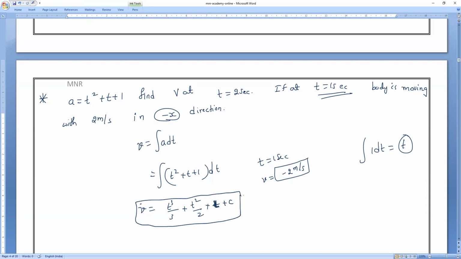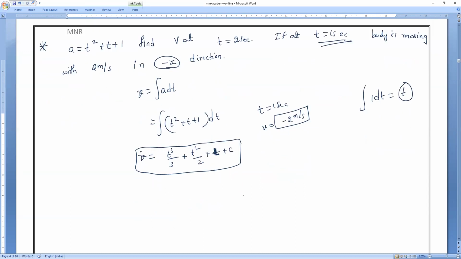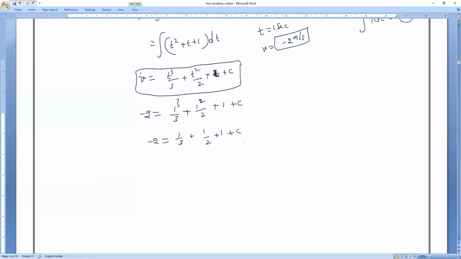Now, everywhere we can substitute values. So v value is minus 2. T value is 1. So 1 cube divided by 3 plus 1 square divided by 2 plus 1 plus c. Now check it here. This will come 1 by 3 plus 1 by 2 plus 1 plus c, which is equal to minus 2. Clear everybody? Any doubt?